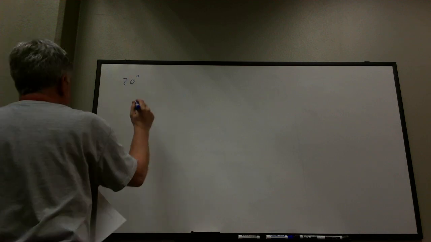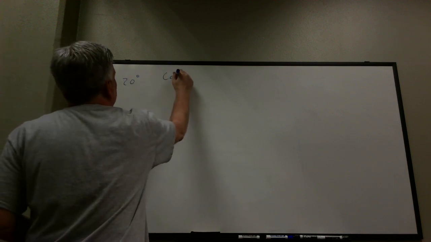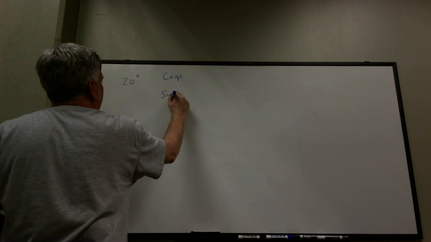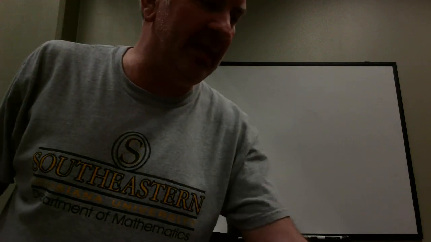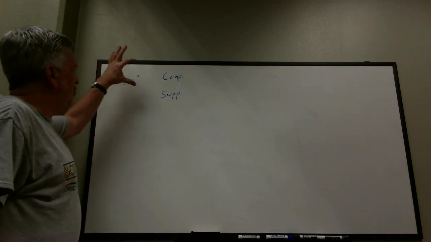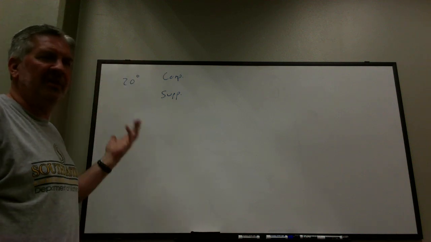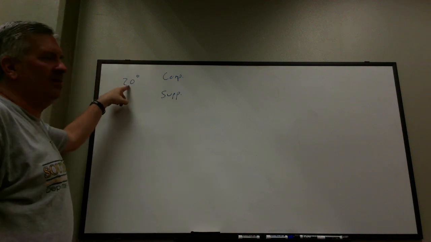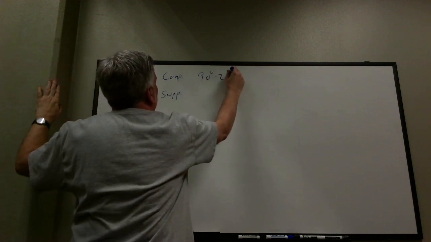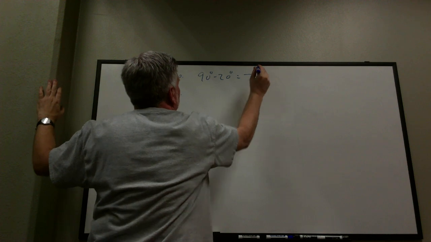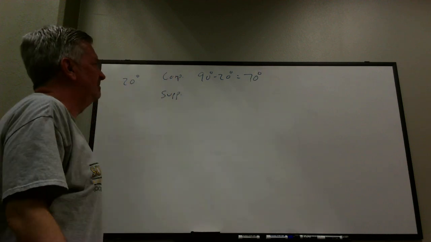Okay, so the first one says 20 degrees, and we want the complement and supplement. You should label your answers when you're doing work. Okay? Well, how do we get the complement? Two angles are complements of one another if they sum to 90 degrees. Well, if one of them is 20, how do you get the complement? It'd be 90 degrees minus 20, which is 70 degrees, right? 70 plus 20 is 90.